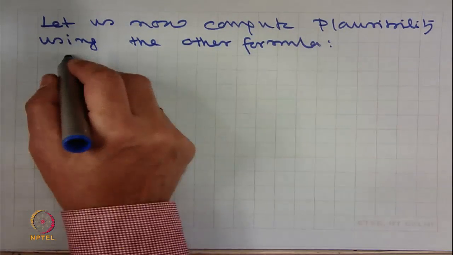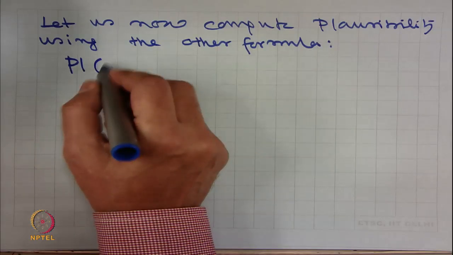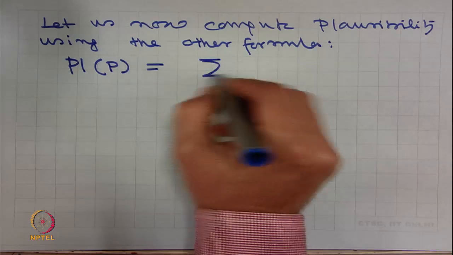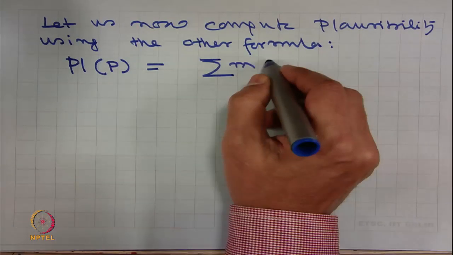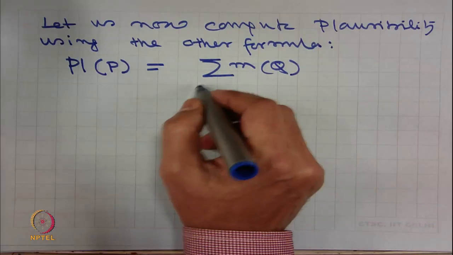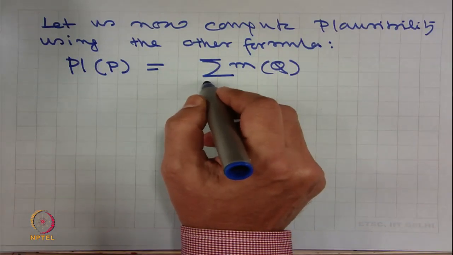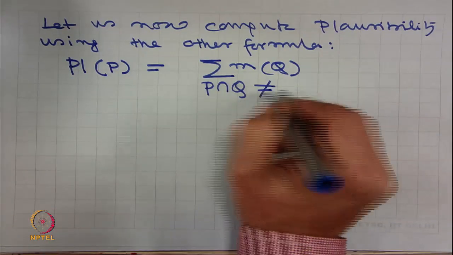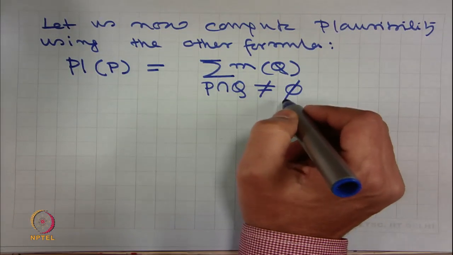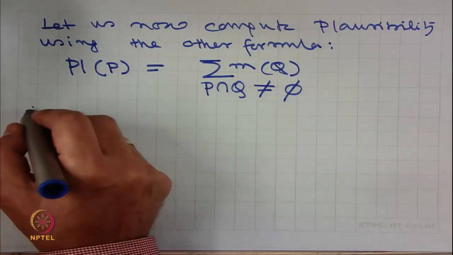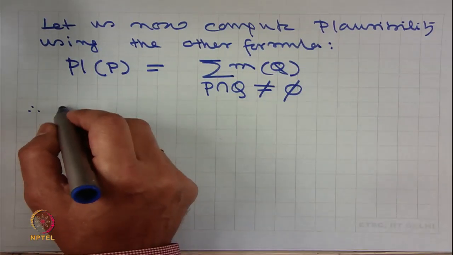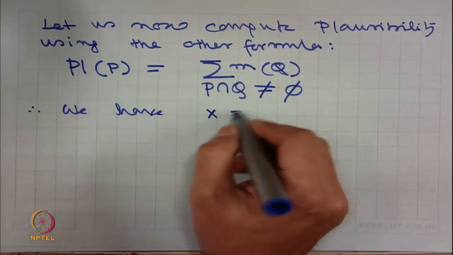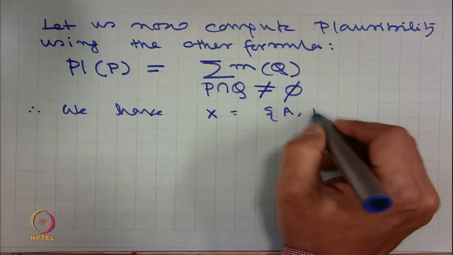And that formula is: plausibility of a set P is equal to the sum over M of all the sets Q such that P intersection with Q is not equal to phi. Therefore, we have X is equal to {a, b, c}.